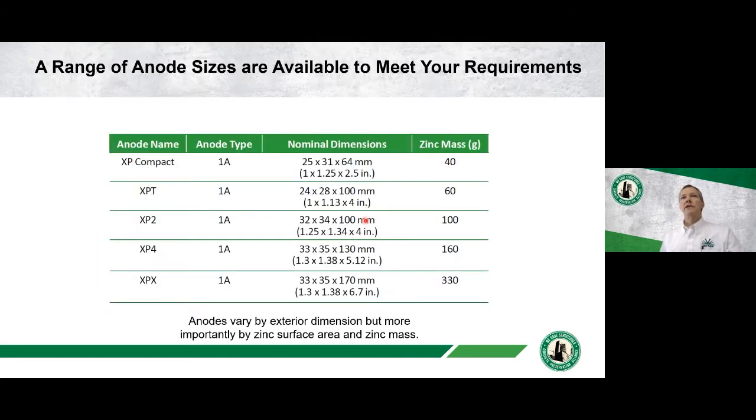And if you go and take a look at the data sheets, you're going to see that there's a range of anodes available. They obviously have different dimensions, and they have different zinc mass or zinc content within the anodes. But in addition to these factors, there's also differences in zinc surface area, and all of these things play together to give you different options when you're doing design.